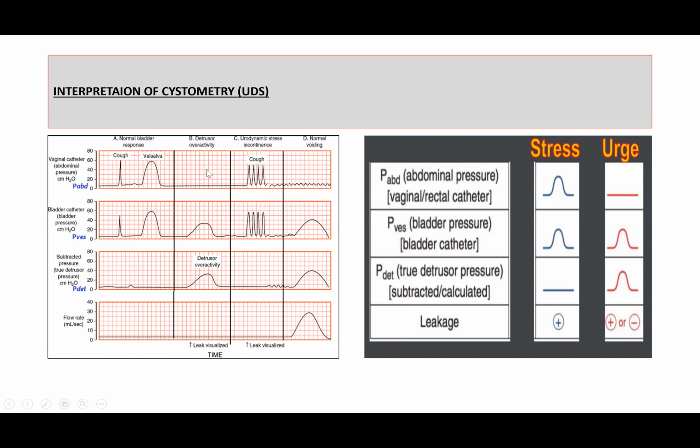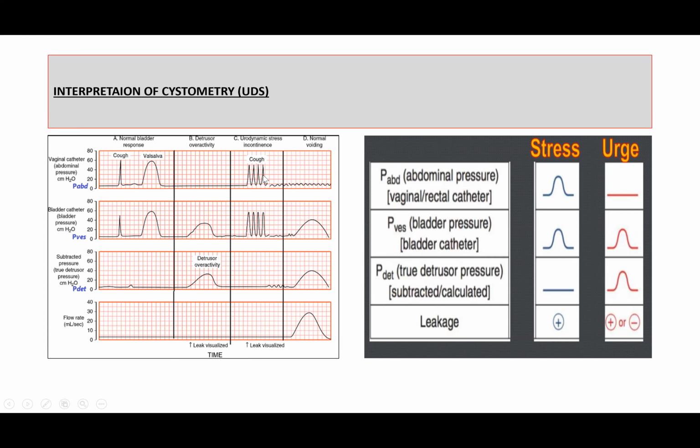Coming to B, what do we see here? Abdominal pressure, flat line. What about the bladder pressure? There is rise in the bladder pressure. What about the detrusor pressure? Yes, there is a rise. What about leak? The leak is visualized. So this is detrusor overactivity with leak. So it is urge incontinence. Okay. This is leak during the filling phase.